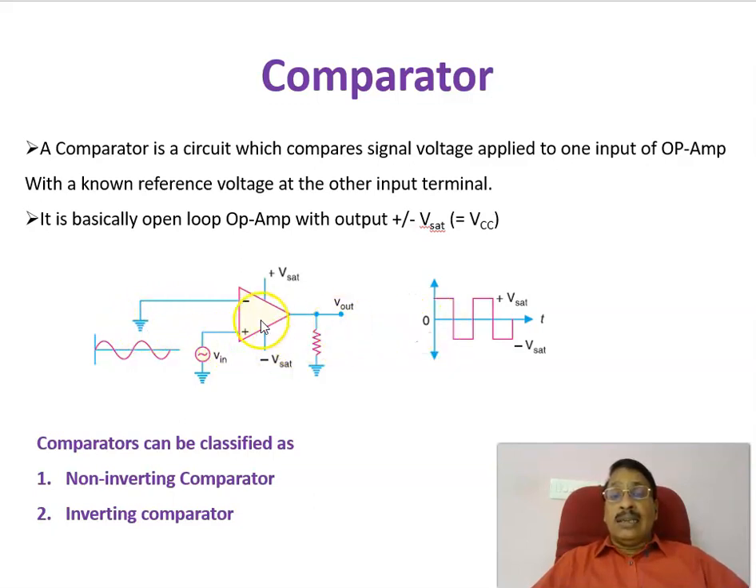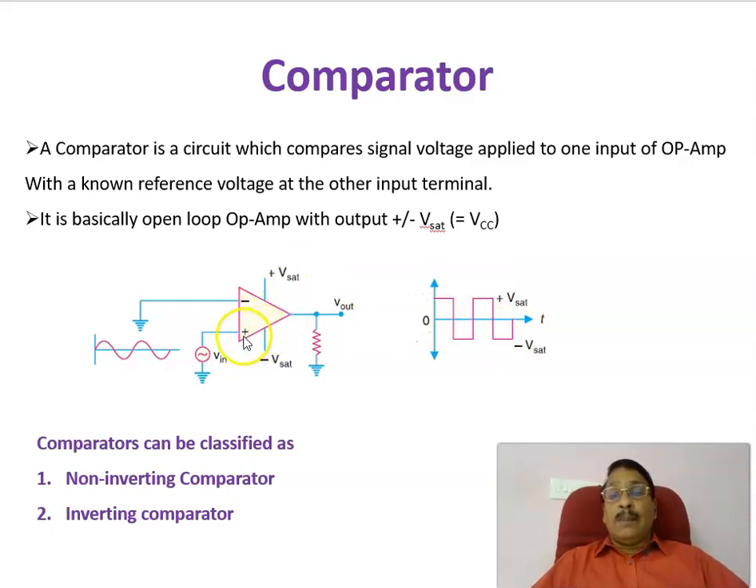And here you can see the output voltage. Once the voltage at the non-inverting terminal is more than the inverting terminal, you will get plus Vsat. And during the negative half cycle, when the voltage at the non-inverting terminal is less than the voltage at the inverting terminal, you will get minus Vsat. So the input voltage applied to the non-inverting terminal is being compared with the voltage applied to the inverting terminal in this case. Therefore, a sinusoidal signal is converted into a square waveform, and that is actually a zero crossing detector, which we'll see later.